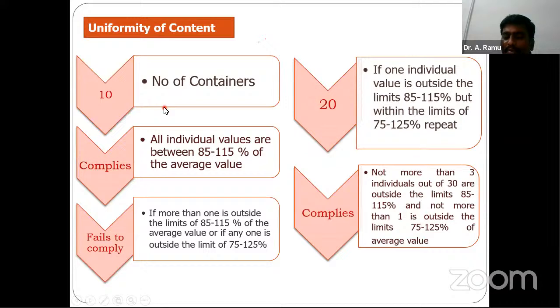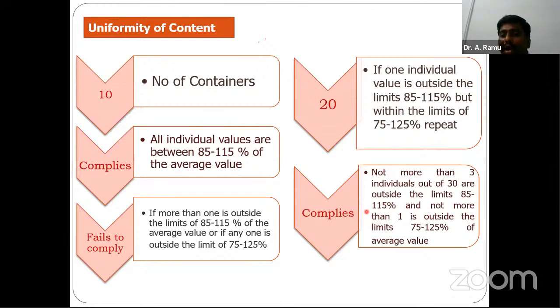So in the first stage, you will be performing with 10 containers. In the second stage, in the repetition process, you will be performing with 20 containers. Right? So out of 30, not more than 3 should be less than 85% or greater than 115%, and not more than one is outside the limit of 75 to 125% of the average value. If this is the criteria, it complies with uniformity of content test. If more than 3 are less than 85 or greater than 115, or if more than one is less than 75 or greater than 125%, it fails to comply with uniformity of content test.